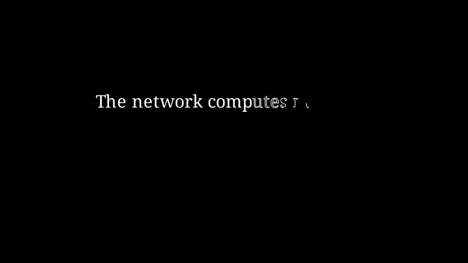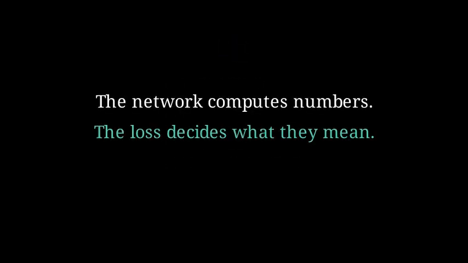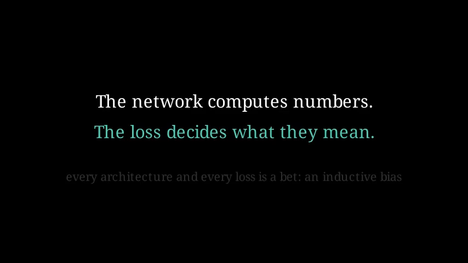So who decides what the numbers mean? The loss function. The objective you train against is what turns a raw output into a probability, or a prediction, or a rate. The network computes numbers. The loss decides what they mean. Hold on to that because it is the hinge of this whole series.